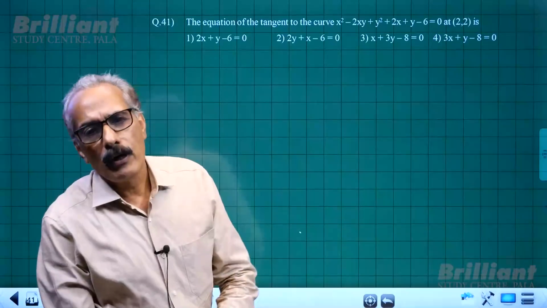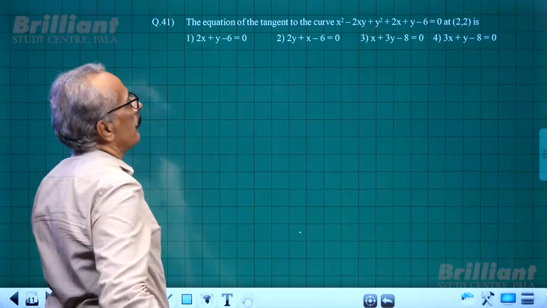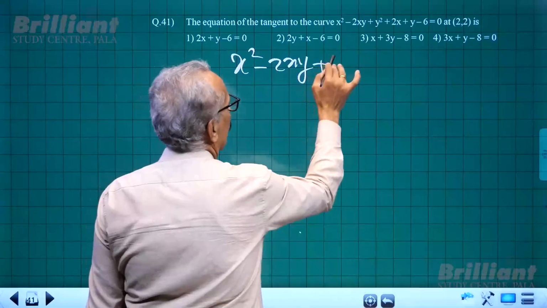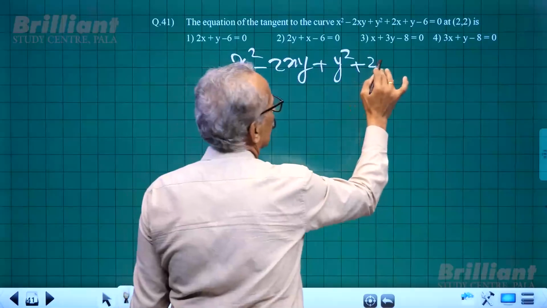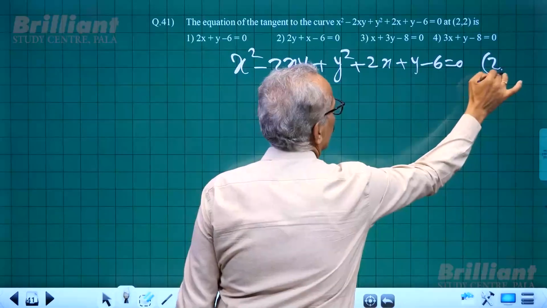How do you find out the slope? dy by dx at the point is the slope of the tangent to the curve. Okay. The curve is x square minus 2xy plus y square plus 2x plus y minus 6 equal to 0, and the point is (2, 2).